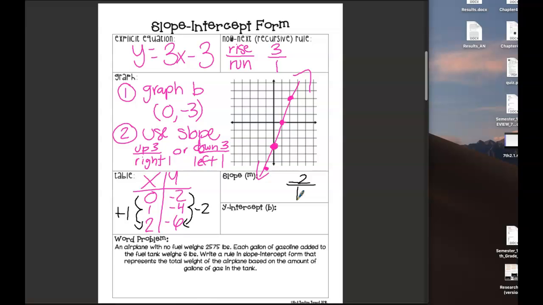Okay, so for your y-intercept, how do you find the y-intercept in a table? What is the definition of y-intercept? So where x is 0, that's where your y-axis is, right? So do we have a point in our table where x is 0? Yeah, and what is the y value? Negative 2. So my y-intercept is also negative 2.